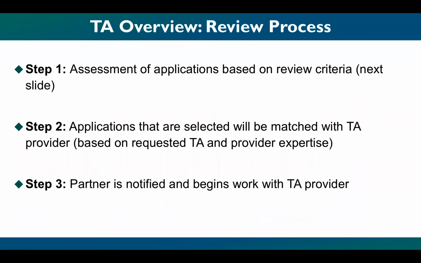In terms of the review process, it's as follows. First, we will assess the applications based on our review criteria, which is on the application, but we'll also go over that in the next slide. Then we will match the selected applications with a TA provider that has expertise in the area of the technical assistance request. And then finally, we will notify the NCSP partner, and they'll begin to work with the TA provider.